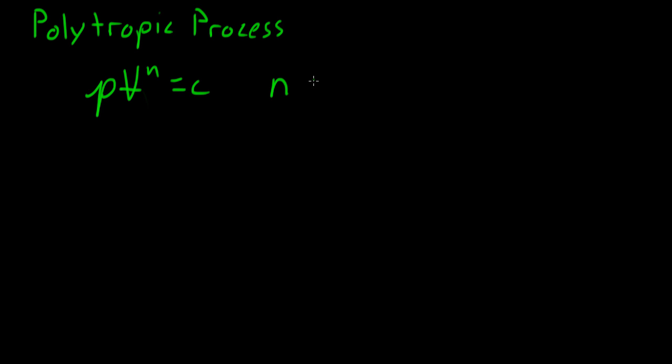In this example, we will once again evaluate the work in a polytropic process. The goal here is to pull everything together that we've done up to this point. For this problem, we have some measured data, and we don't know the polytropic constant N.